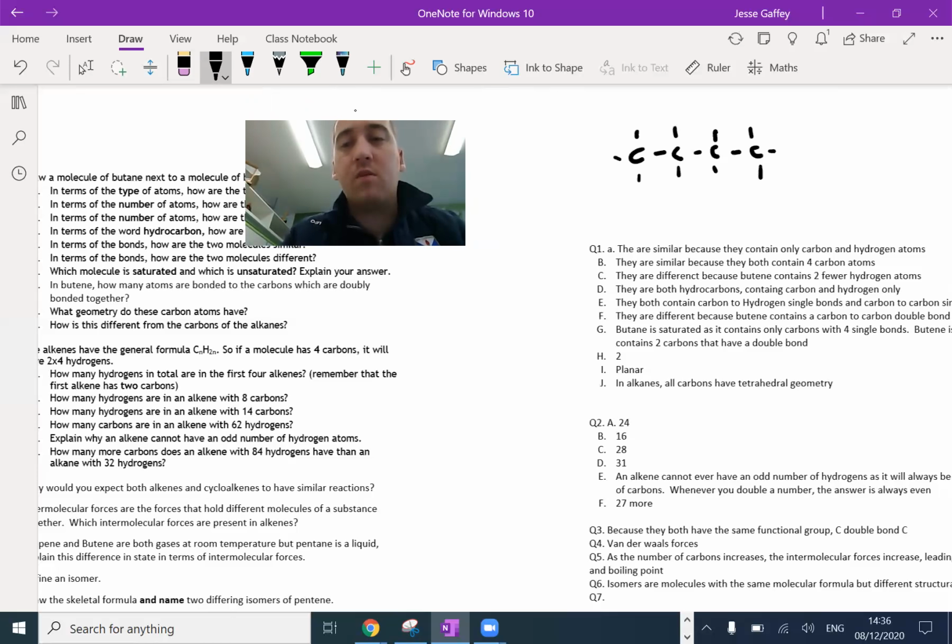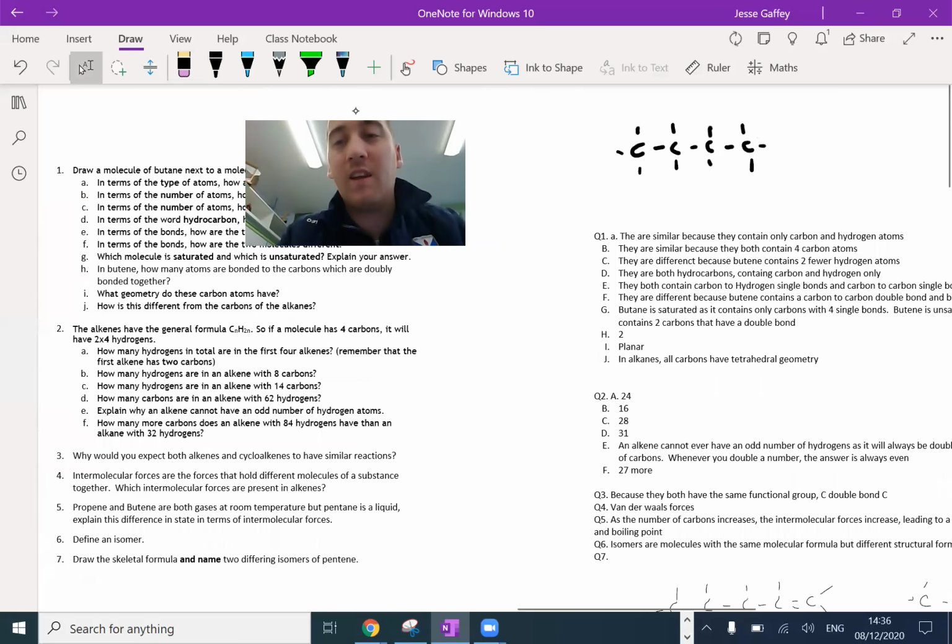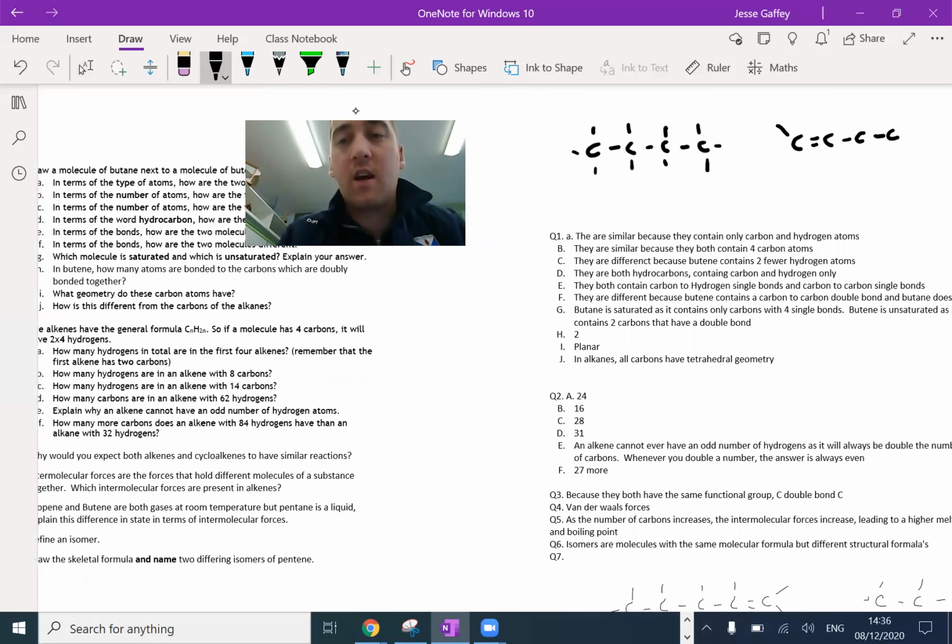And this is butene, C double bond C, C, C, still got 4 carbons. This carbon can only fit 2 more hydrogens. This carbon can only fit 1 more hydrogen because it's got 1, 2, 3 bonds already. This carbon can fit 2 more, and this carbon can fit 3 more. Okay, so all of those at the ends of those bonds are hydrogens.